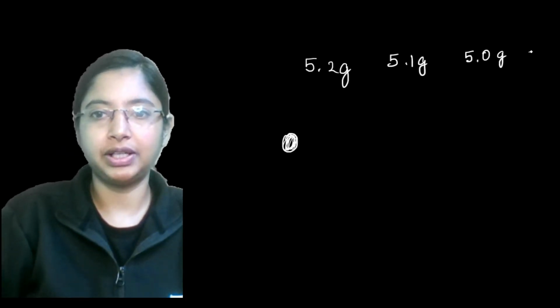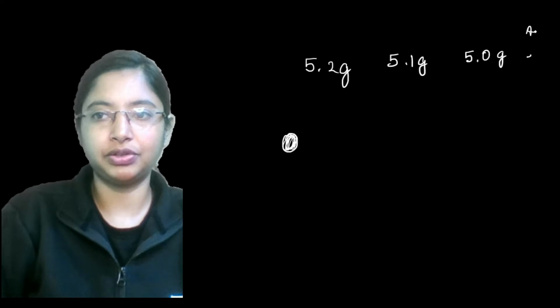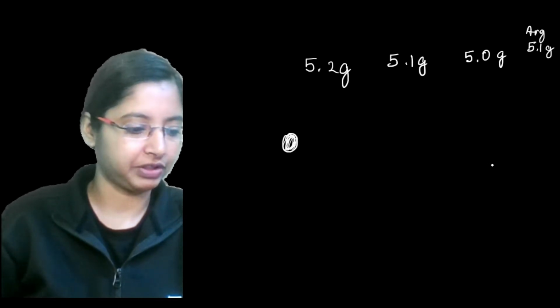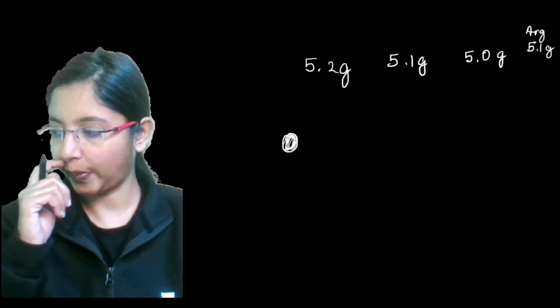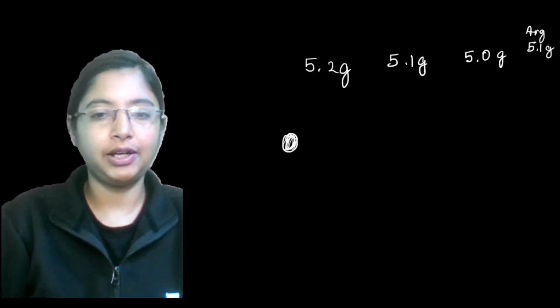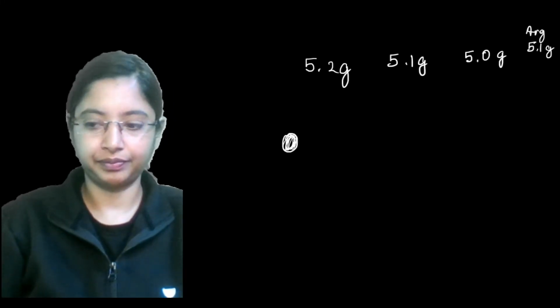Now, are these values accurate? What can you say about accuracy and precision? If you're taking the average, we can say the average is around 5.1 grams, right? Average is the mid value. In this case, we have taken 5.1 grams. So here, what can you say about the accuracy or precision? Is this value accurate or precise?